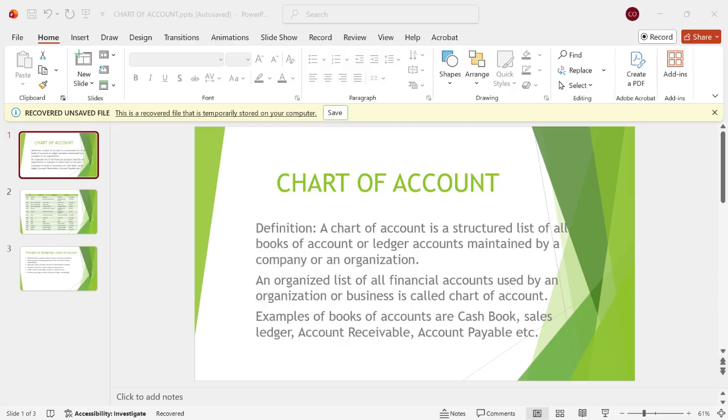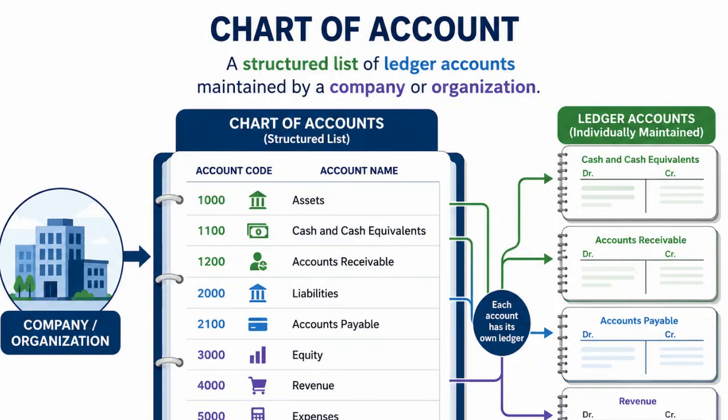A layman will define a chart of account as a structured list of all books of account or ledger accounts maintained by an organization or company. Or I would say that an organized list of all financial accounts used by an organization or business is called what? A chart of accounts. So the chart of account in real sense is just a structured list of all books of account that is being maintained by an organization.